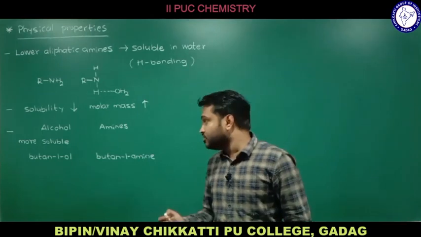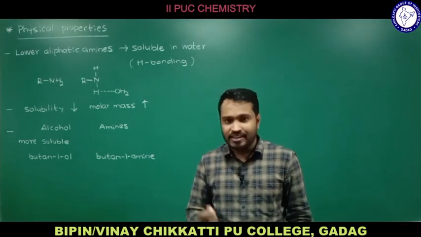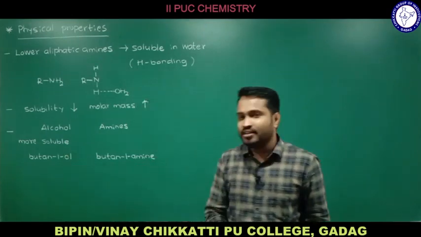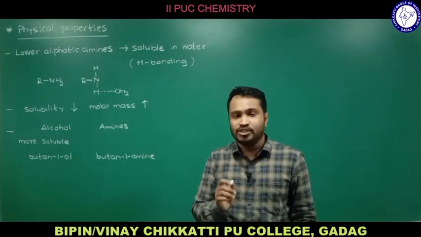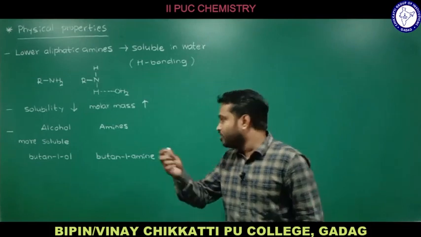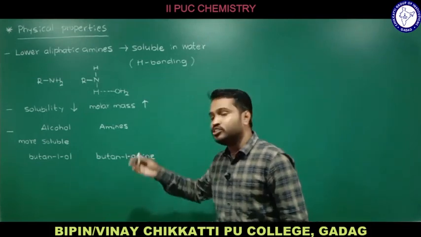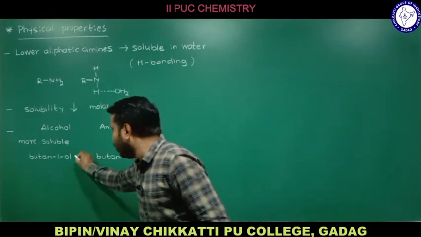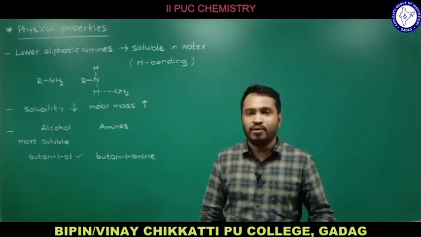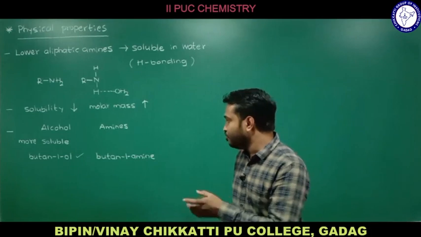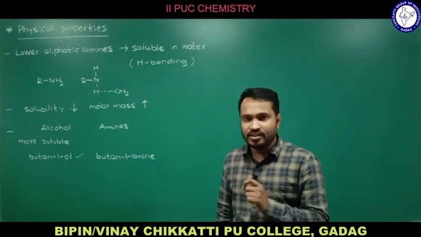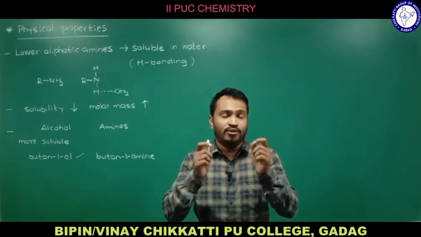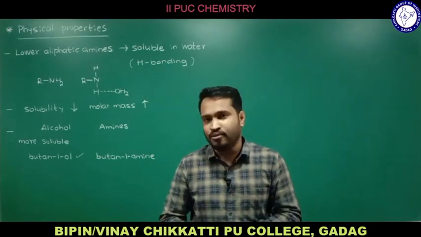In between these two, which one is more soluble? As I mentioned, butan-1-ol is an alcohol, which is more polar in nature when compared to butan-1-amine, which belongs to amines. Because of that, butan-1-ol is more soluble in water when compared to butan-1-amine. So this is how the solubility of amines can be explained and compared with alcohols.